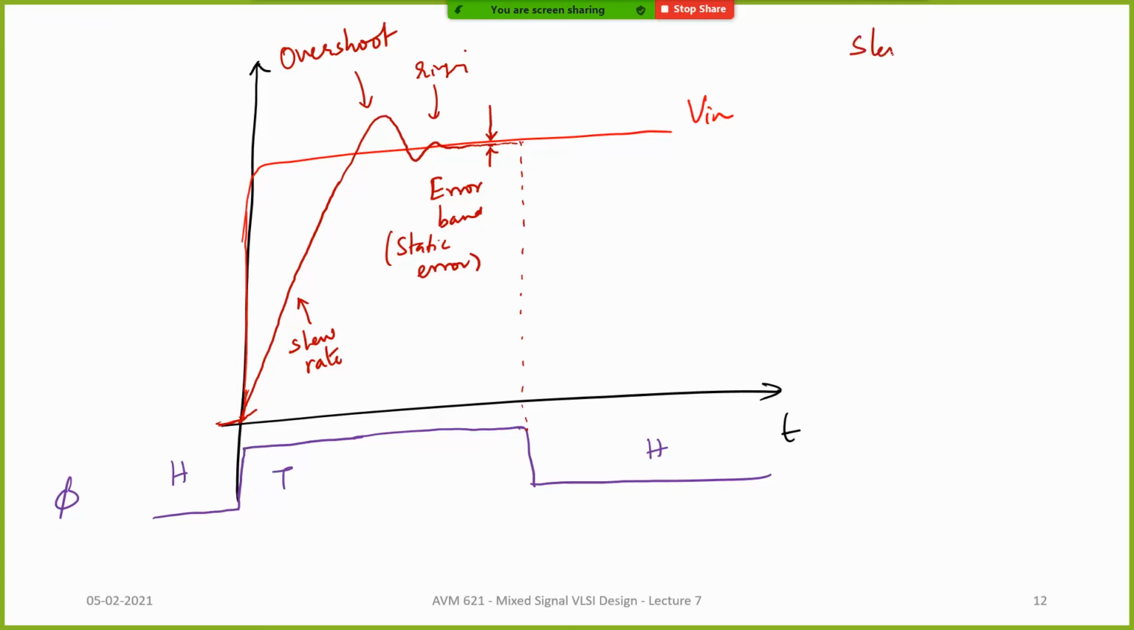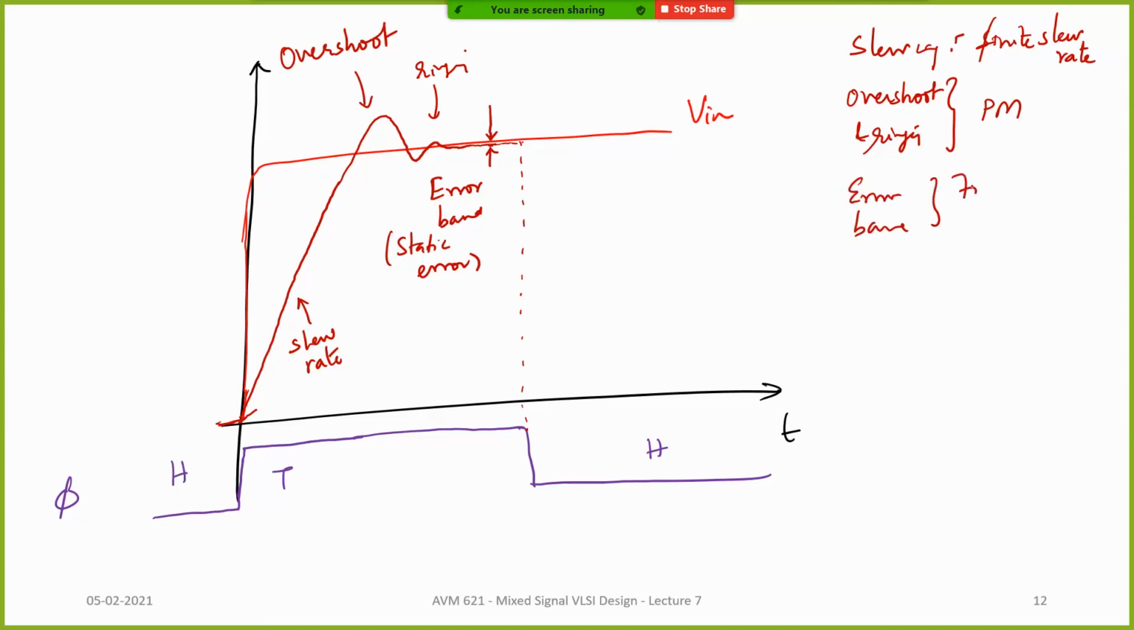Okay, so slew rate, we know why it comes. I mean, the slewing happens because of finite slew rate, and overshoot and ringing, these both will happen because of poorer phase margin, right? And the error band comes because of finite op amp gain. So we will see the op amp based implementations and so on.